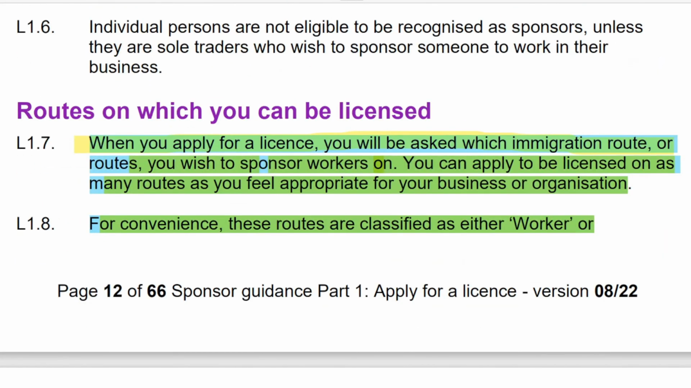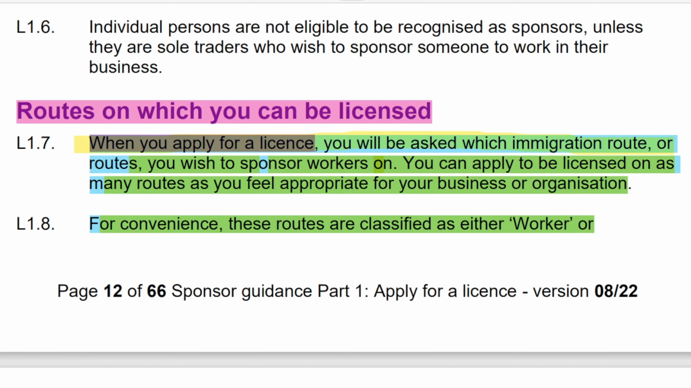There are other sections in detail, which if you want to read, I'll attach this. As I said, I'll only pick up the important information which I have already highlighted for you. Routes on which you can be licensed.